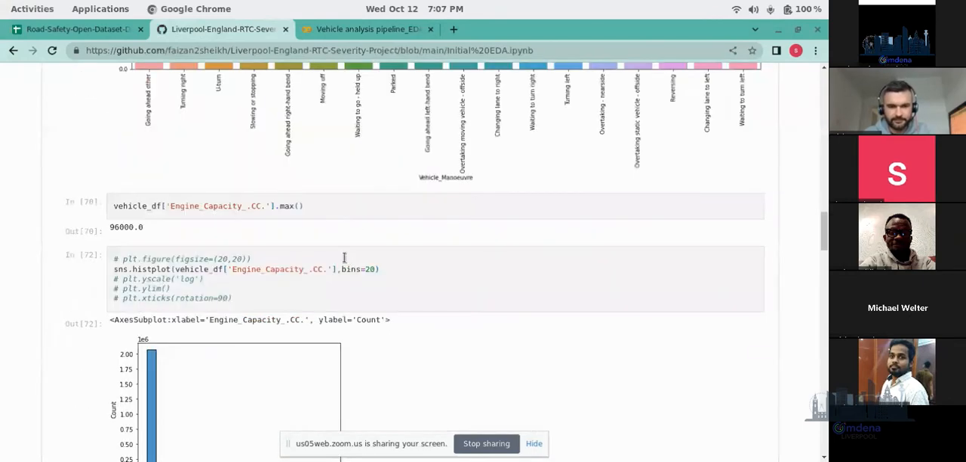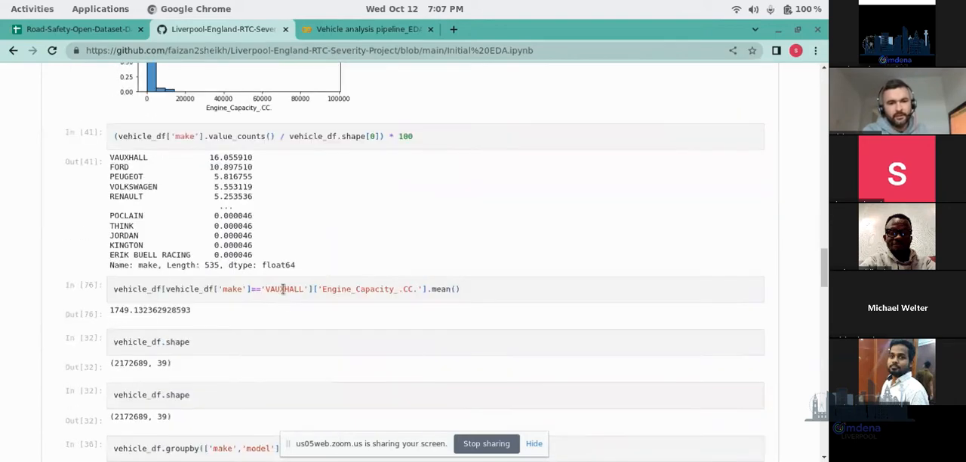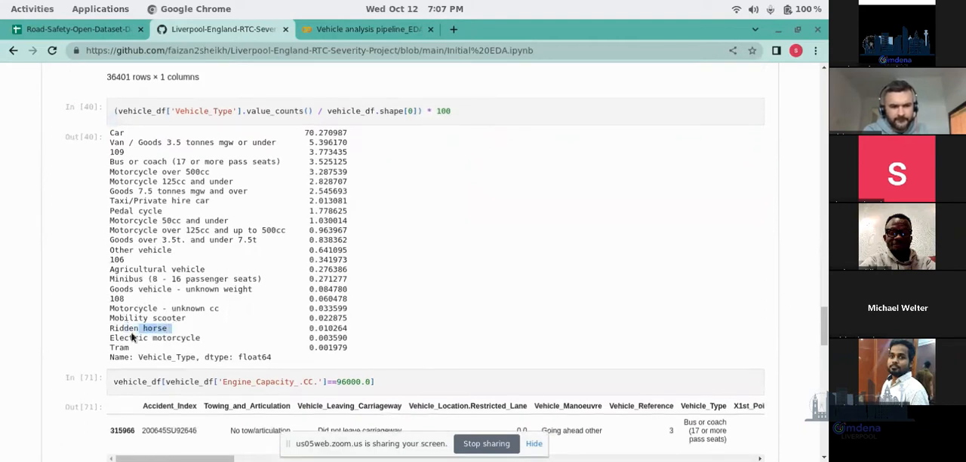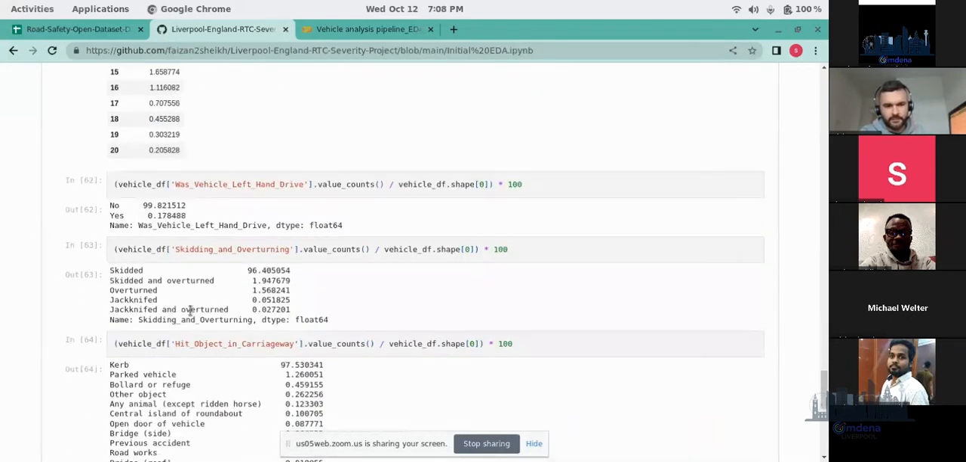Actually, one problem was we found that the engine capacity of one vehicle was about 96,000. Is it common to have a 96,000 cc vehicle in Liverpool, or should we exclude it from our analysis? Moreover, we could find that there is a vehicle type named horse, ridden horse. So it is not an electric vehicle or a mechanical vehicle. So what should we do with this? Pretty much it. Yeah, so you do raise a very interesting point, and I'm glad you mentioned it.